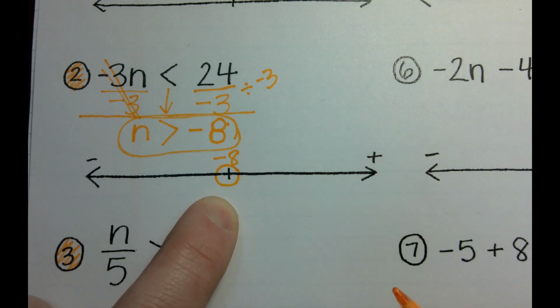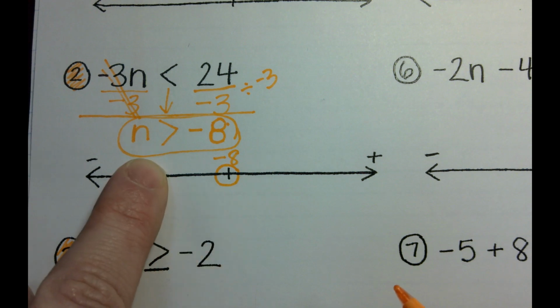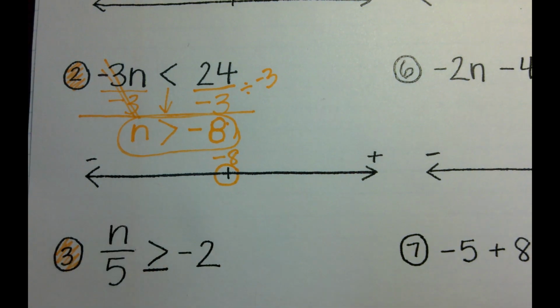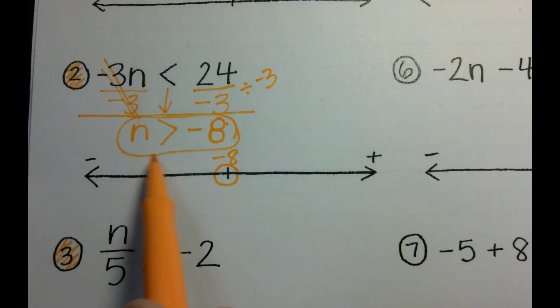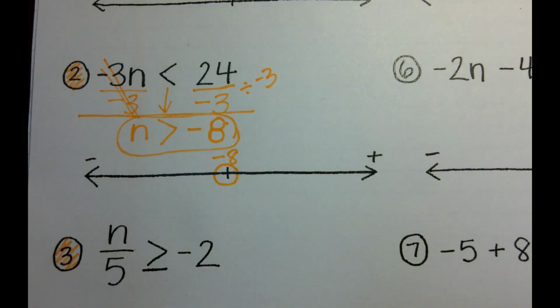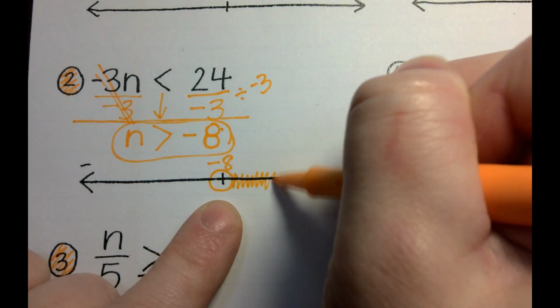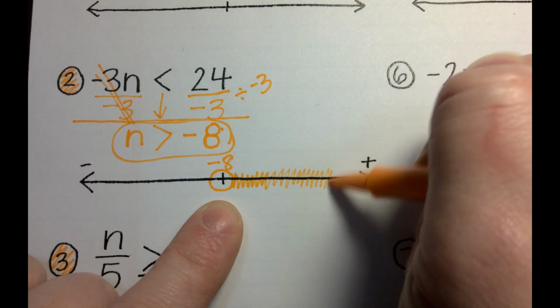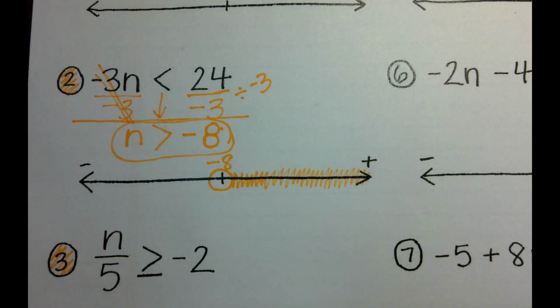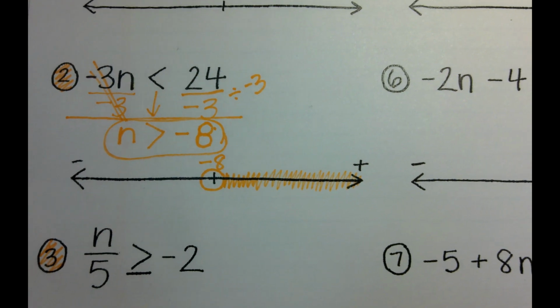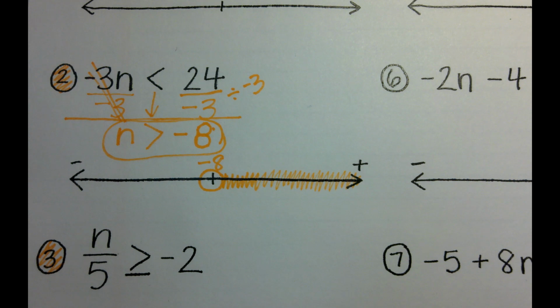Because it is just less than or greater than. Yes, it's just either less than or greater than. In this case, it's greater than. If it is less than or equal to, or greater than or equal to, then we would shade that circle in. So we're going to leave the circle open and shade to the right. All right. Any questions on number 2?